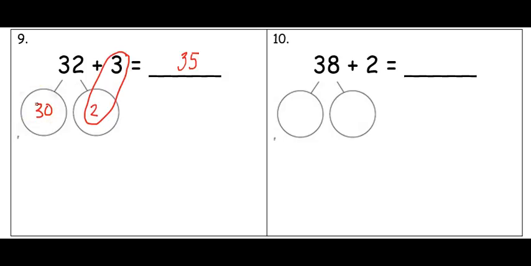And my last problem is 38 plus 2. 38 is made up of 30 and 8. I'll combine my ones. 2 and 8 give me 10. So I'll combine that 10 with the 30, and that would give me 40. So 38 plus 2 equals 40.